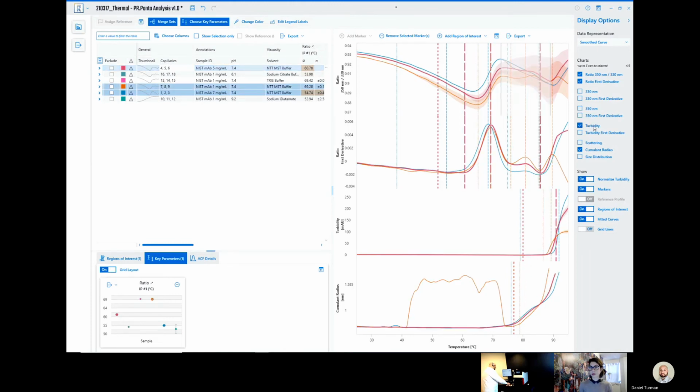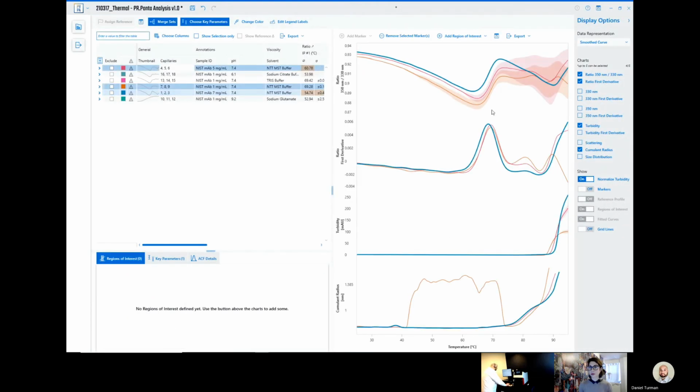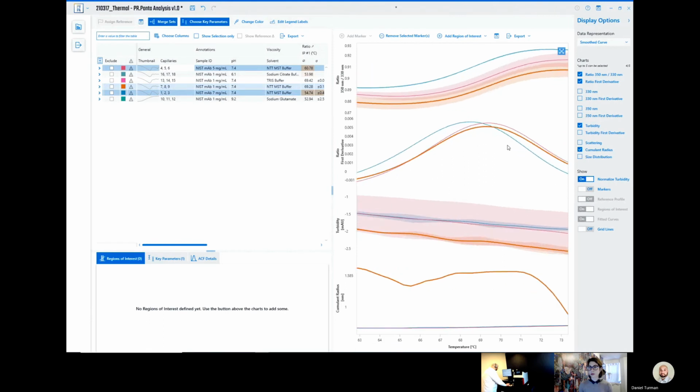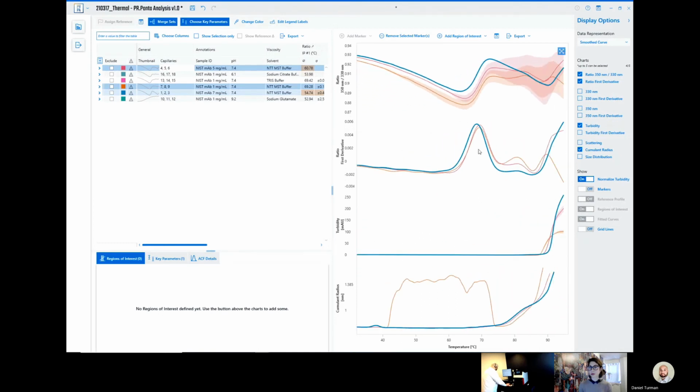And let's look at, it's pretty busy. So I'm going to turn off the markers just for a second, and I'm going to take away our region of interest. And I just want to focus in on this particular change here. That's the change in size based on concentration. Not size, sorry, melting temperature. It's a well-known phenomenon.